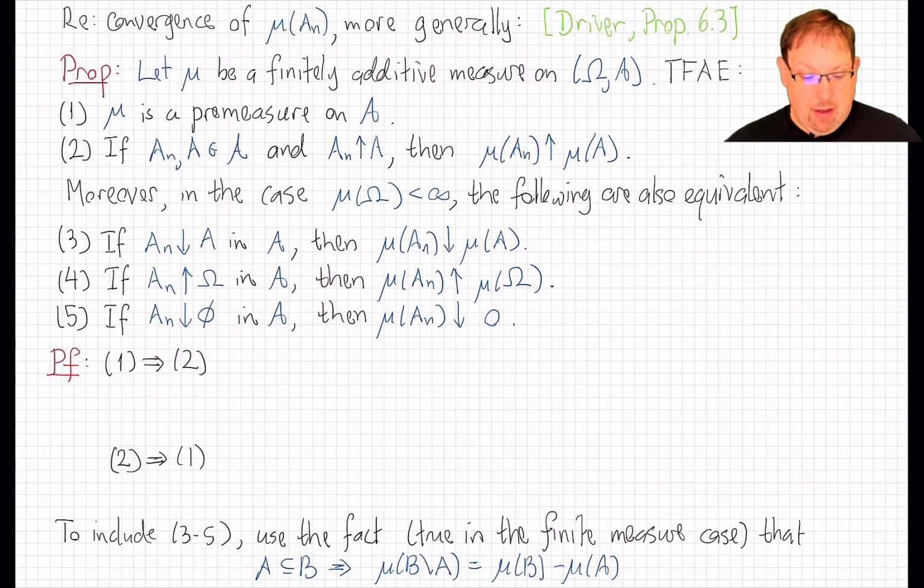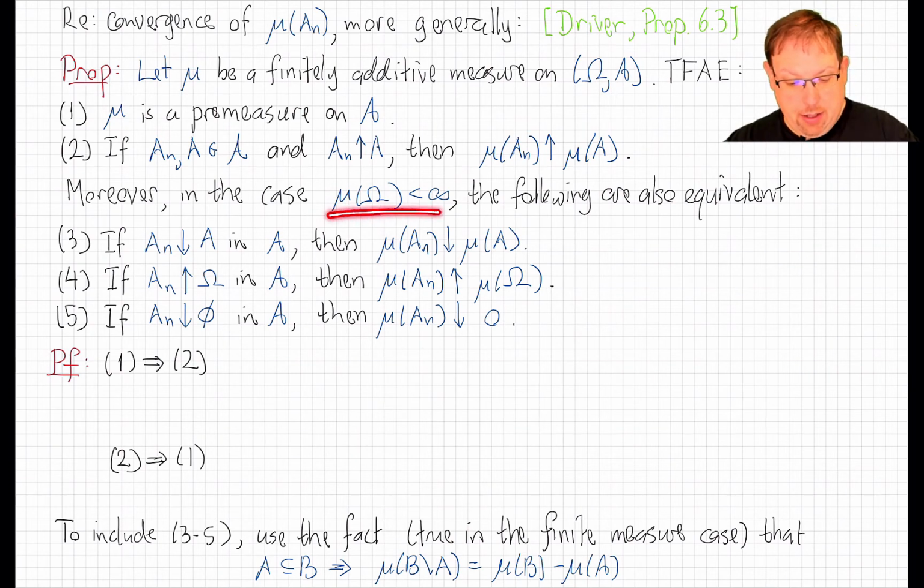Suppose that I have a finitely additive measure on a field. Then the following are equivalent. That finitely additive measure is actually a pre-measure, and therefore extends to a full measure. And equivalently, given any sequence of sets An in the field that increase to a set A in the field, the measure of the An's increases to the measure of A. So we really only need to worry about limits of increasing sequences of measurable sets.